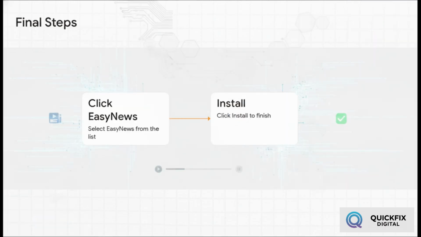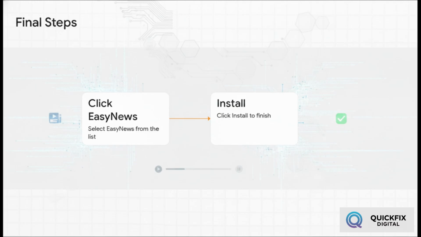And here we are, the finish line of the entire 19-step technical process. Step 18, click on EasyNews from the list of available video add-ons. Step 19, click Install. And honestly, that's it. Let the system handle the rest of the heavy lifting, and your add-on will be perfectly ready to link up with your active subscription.